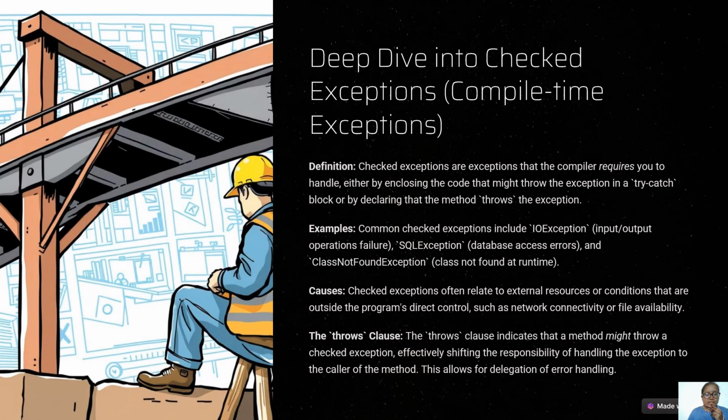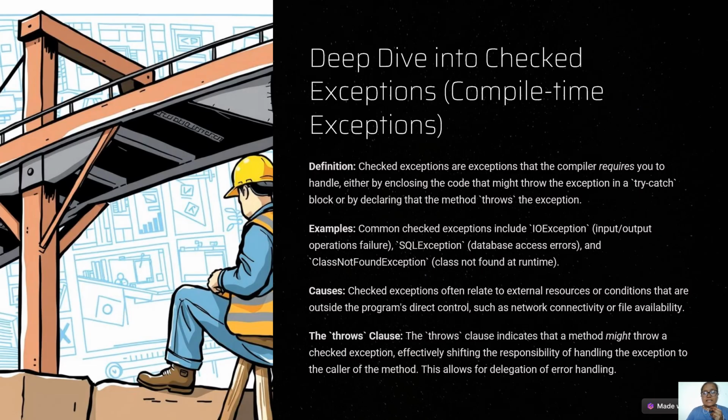When we call unchecked exceptions runtime exceptions, checked exceptions are nothing but compile time exceptions. The compile time exceptions are the exceptions that the compiler requires you to handle, either by enclosing the code that might throw an exception in a try catch block or by declaring that a method throws the exception. An example for this is IOException.